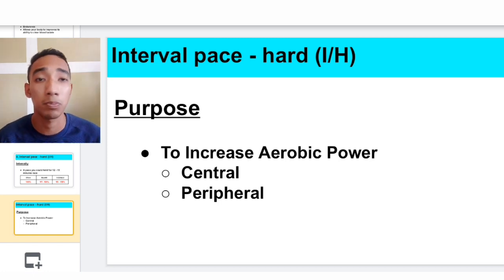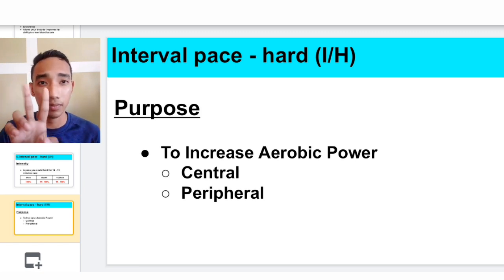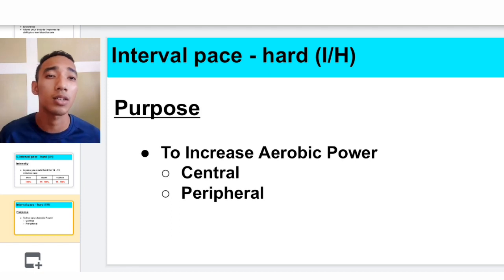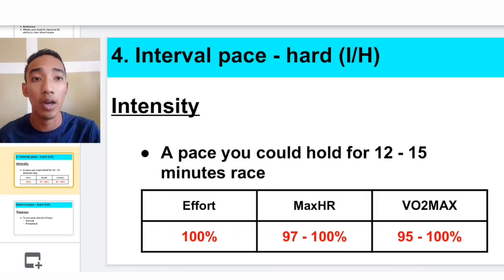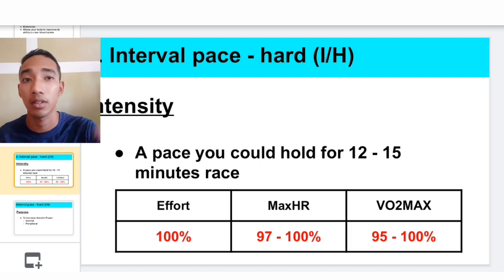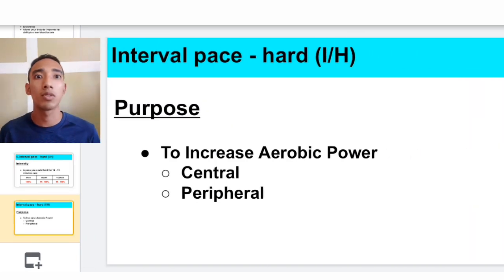The purpose of interval pace, the biggest purpose, is that it increases your aerobic power. There are mainly two components, central and peripheral. Central refers to your heart. You are moving at 97 to 100% of your maximum heart rate. Let's say I am moving at 98% of my maximum heart rate.